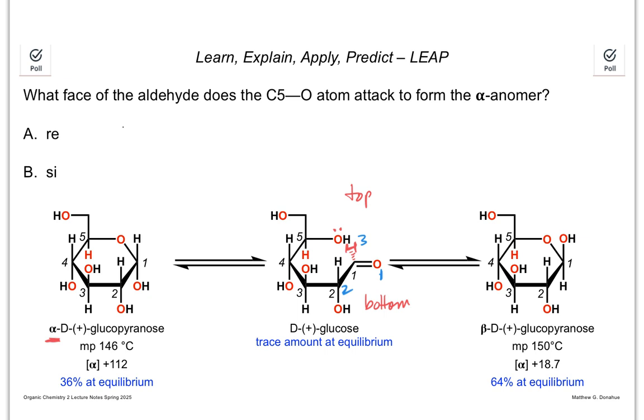Top? I don't think so. It's got to be the bottom face. So let's just assign the priority how we're looking at it now. So 1 to 2 to 3, that's clockwise, so the top face is Re, the bottom face is the Si face.